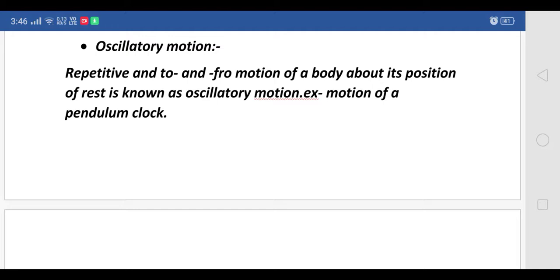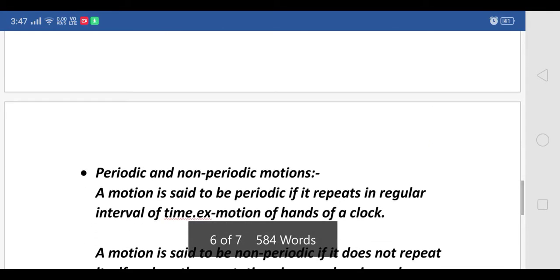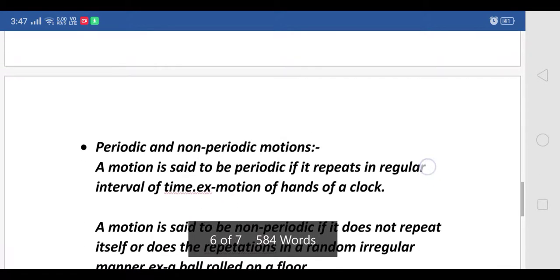Similarly, I have shown you the practical of the string that is in oscillatory motion. Similarly, the motion of the pendulum clock is also the oscillatory motion. The motion in to and fro position is called oscillatory motion, or when an object moves in to and fro direction, the motion is called oscillatory motion.